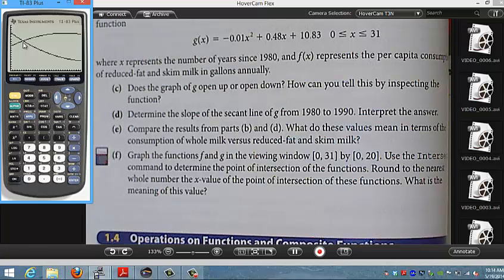All right, so let me just show you how to do that. I'm going to hit second, calculate. And if you notice, choice 5 is what I want. Intersect. And now it asks you, what's your first curve?